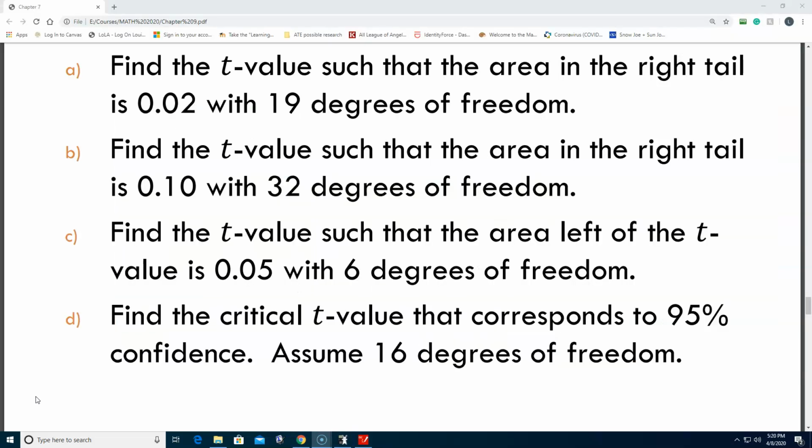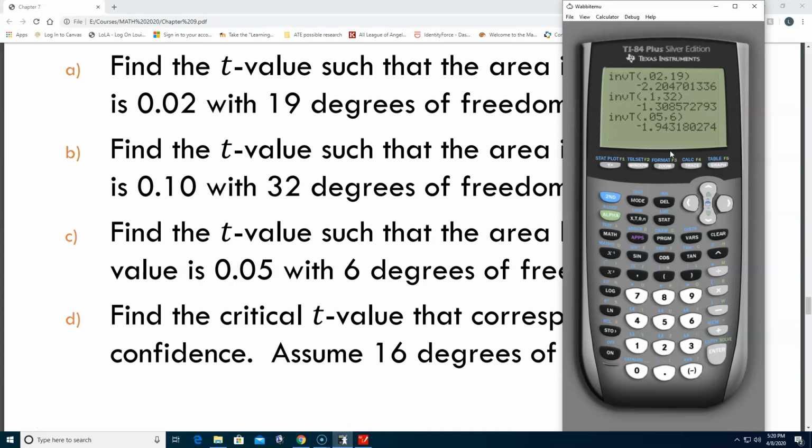Next, find the t-value such that the area left of the t-value is 0.05 with 6 degrees of freedom. For this one, if you notice, the previous two were talking about the area to the right. The area to the left, for us, is a symmetric idea. In essence, our calculator will always calculate the area to the left. So I already plugged in 0.05 and 6. This is the area to the left of that t-value, negative 1.943.